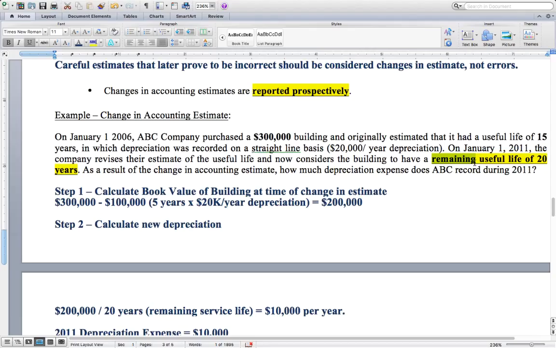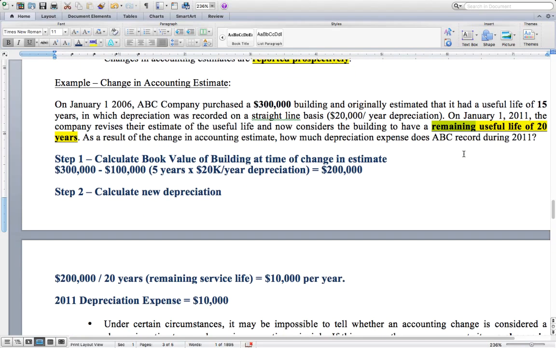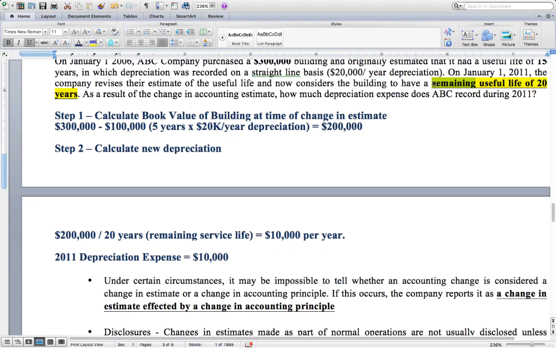So in this example, you are going to use 20 additional years as the new estimate. However, if I would have said it had a total useful life of 20 years, the years that you would be using in your change in estimate would actually be 15, because 5 years have already passed. So make sure you understand the difference between what's left in a total number and what's remaining.